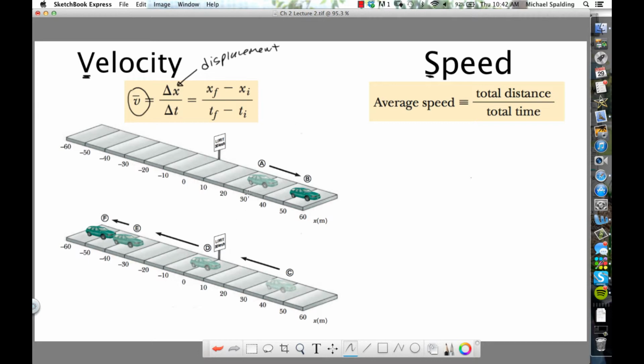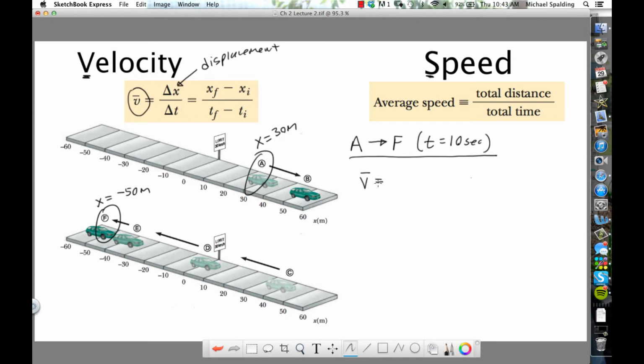Velocity and speed. So we have this diagram again. So let's focus on A. So the car starts right here at point A, where the position, x, is 30 meters. And we're going to go A to F. So F is over here. So the position at F is negative 50 meters. And then let's just say that the time interval from A to F, I'm going to do a real easy one, let's say it's 10 seconds. So that's a given. All right, so that's our situation. Let's figure out the average velocity from A to F.